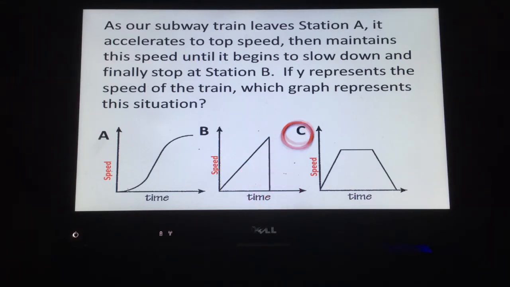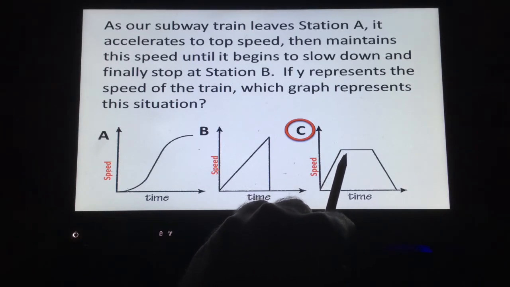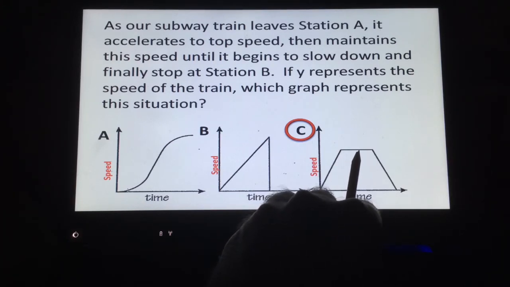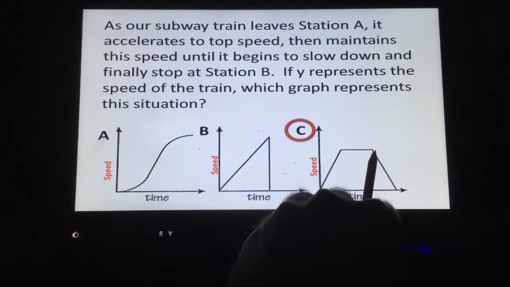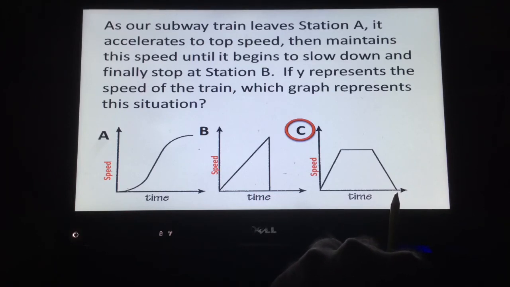Now this one actually is C, because over here you can see that the speed increases, then it remains constant. So the speed that it's going is going to be the same. So say that the speed is like 50, it's going 50 miles an hour. If it stays constant, then it's going to be 50 miles an hour here, 50 miles an hour here. But then it starts to slow down, so the speed starts to decrease. And then once it gets to that station, the speed is at 0 because it stopped.